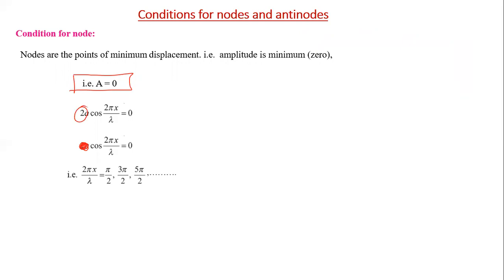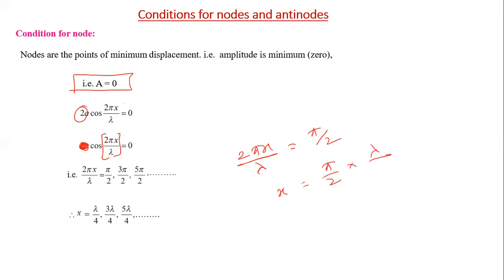Cos of which angle is coming 0? So you remember, cos of pi by 2, 3 pi by 2, 5 pi by 2 is coming 0. So this 2 pi x by lambda has the value pi by 2, 3 pi by 2, 5 pi by 2 and so on. By using that we can write the value of x. How do we write? So we can write 2 pi x by lambda is equal to pi by 2. This is the first one. Now we can write x. This pi by 2 as it is, we can transfer this 2 pi and lambda to that side. So it is lambda divided by 2 pi. So pi gets cancelled. It is lambda by 4.